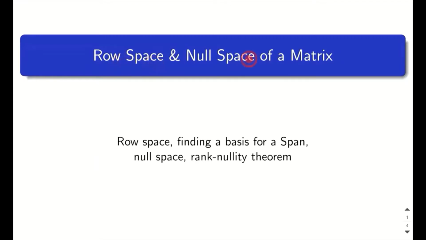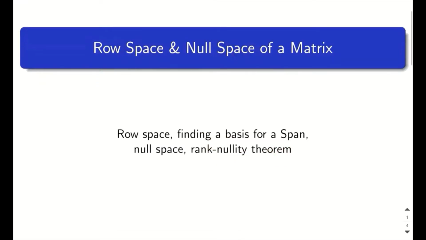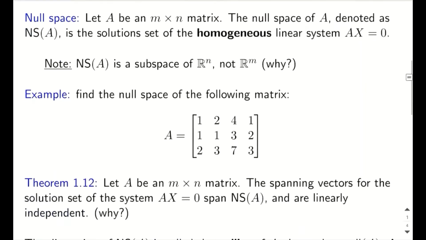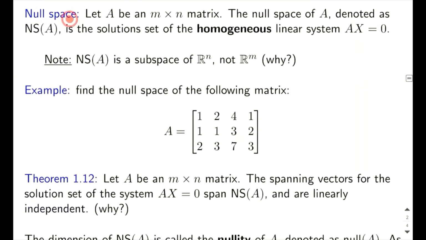Row space, null space, how to find their basis, and the rank nullity theorem. So first, let's discuss about null space. The null space of a matrix, denoted as NS of A, where the N stands for null and the S stands for space, is actually just the set of all solutions of the homogeneous linear system Ax equals 0. A note for you, the null space of A is a subspace of Rn. Why is it a subspace?